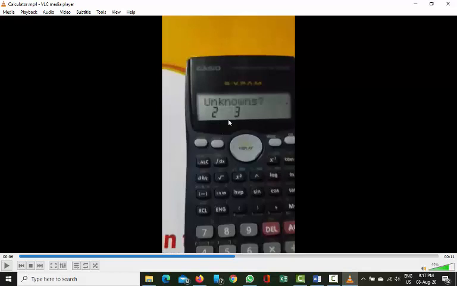So if you are using the old form of calculator and you have 2 variables in the equation, you will press 2 here. If you have this type of calculator and you are solving a set of equations with 2 variables, after you get this question, you should press number 2, and then equal.